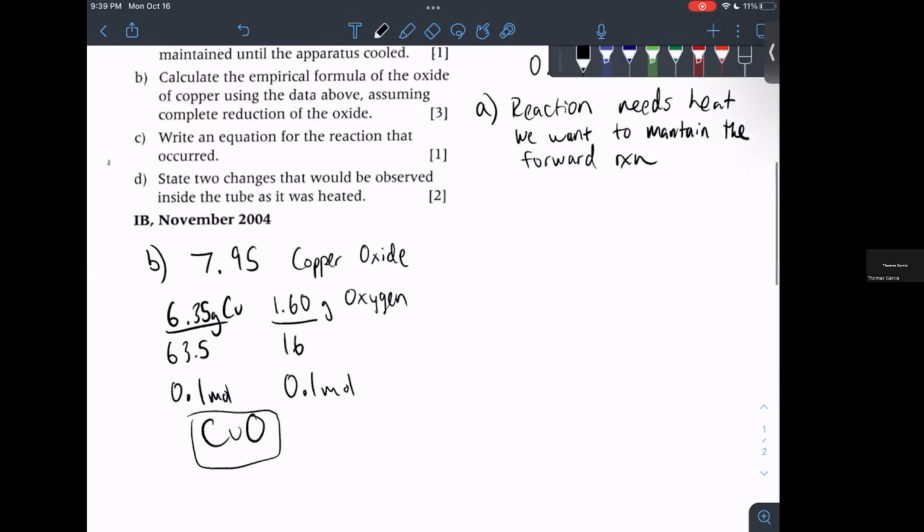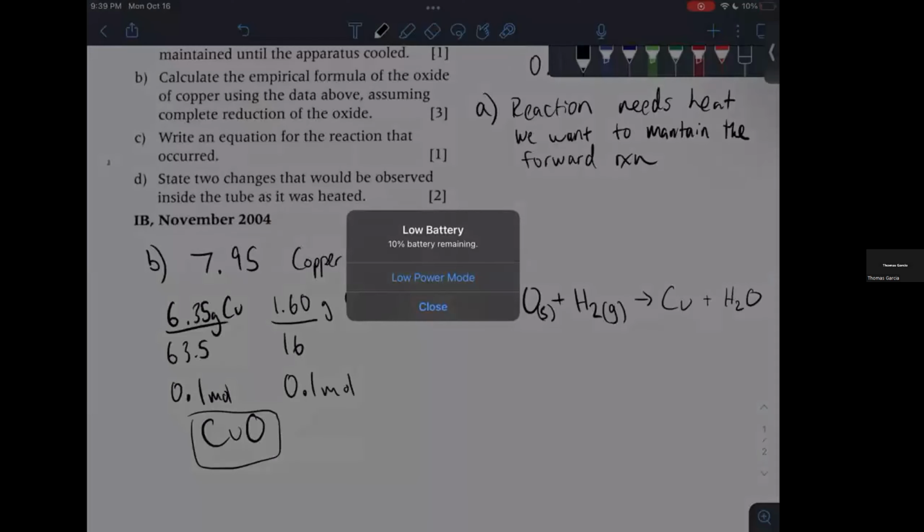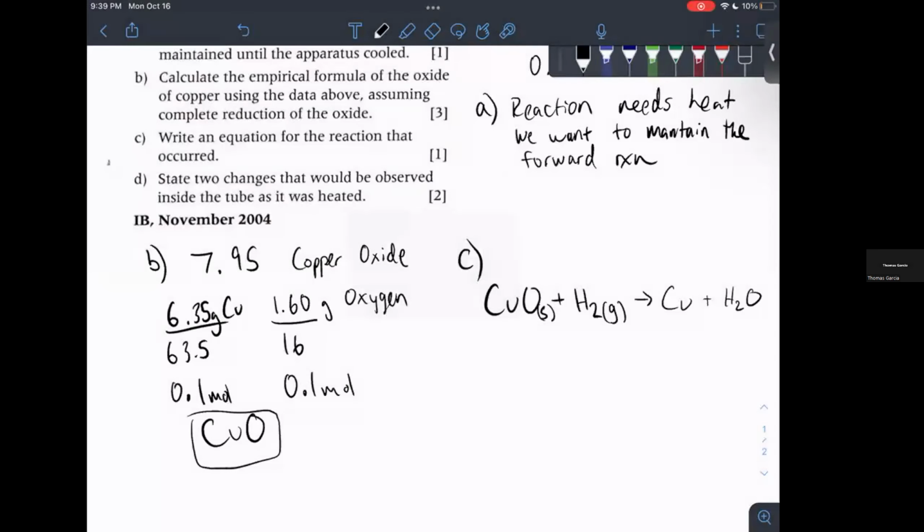All right. C, write an equation for the reaction that occurred. Well, we know we had CuO, and we know we added hydrogen gas. So let's put our state symbols. And we know that we reduced our copper to Cu. And we must end up with the only product that comes from 2 hydrogens and an oxygen, water. Oh, sorry. So here is our balanced chemical equation.